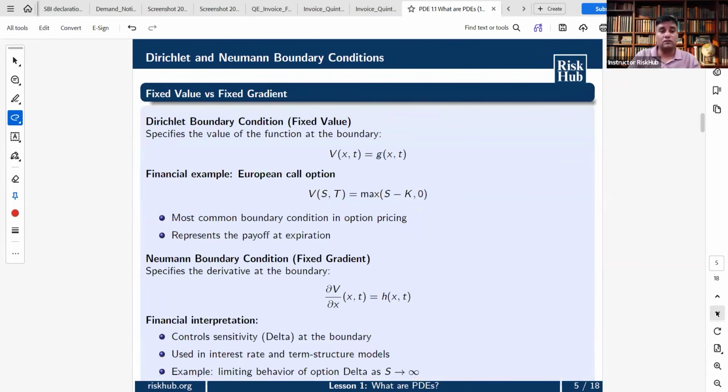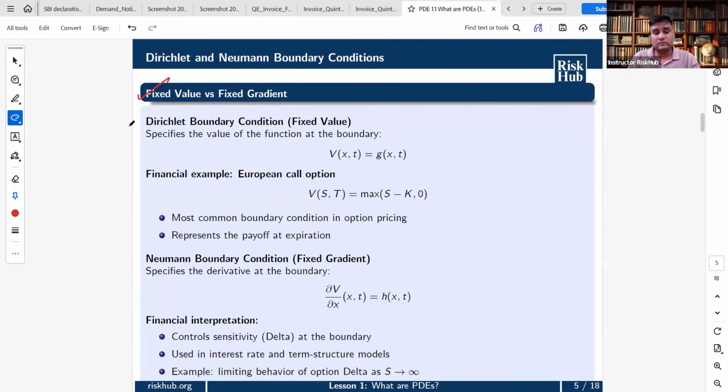Okay. Then we get into the next part. We're looking at fixed value versus fixed gradient. This is a very, very important slide, guys, in the world of quant finance, right? The equations are given here, and you have to be able to understand and interpret those equations.